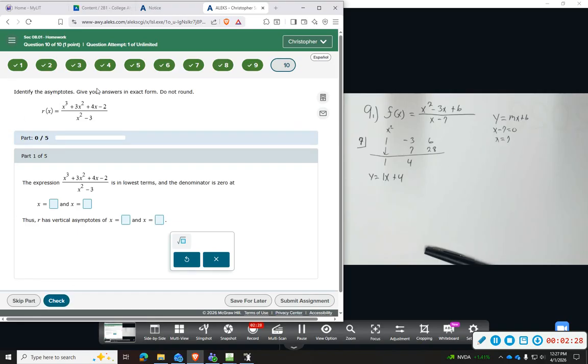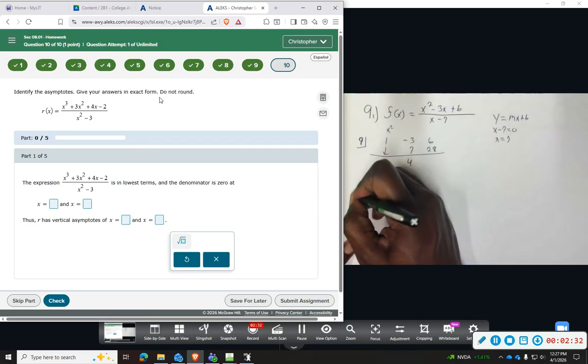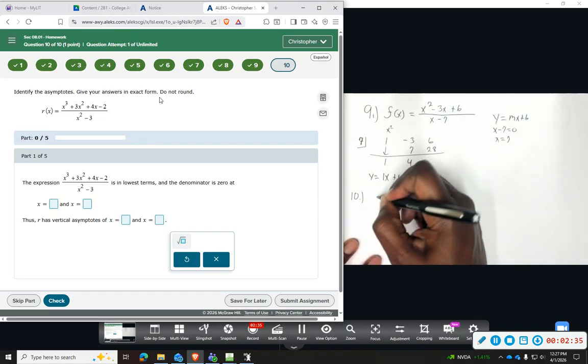We're going to identify the asymptotes, give answers in exact form. So 10.